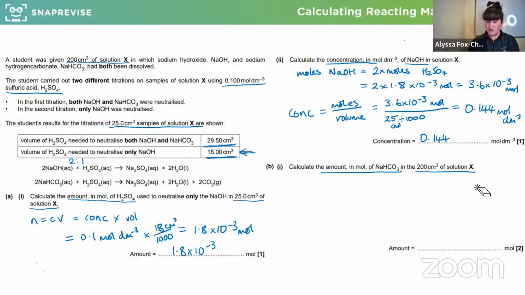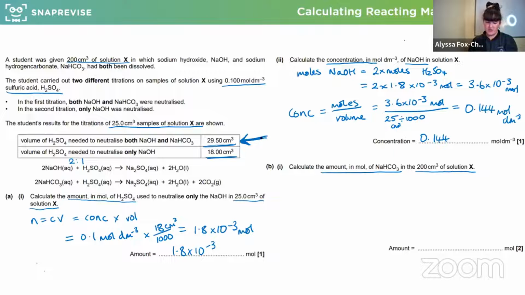Now it's asked for the number of moles of sodium hydrogen carbonate, but we haven't got a number that's just sodium hydrogen carbonate. We've got a volume, a titre value, for sodium hydroxide and sodium hydrogen carbonate. So how can we use that to work out the moles of just sodium hydrogen carbonate?